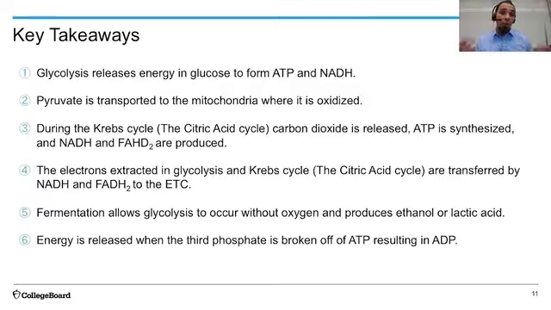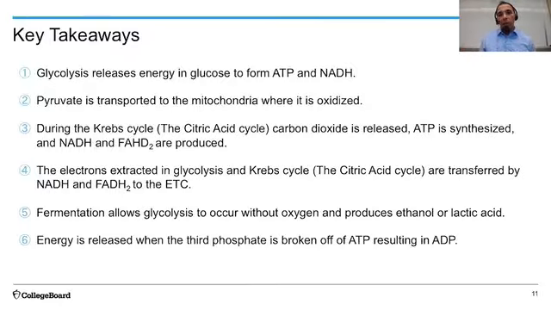So that's when we're actually, when CO2 is released, is during the Krebs cycle. ATP is synthesized, and NADH and FADH2 are produced. A lot of things going on during that Krebs cycle, a lot of products. The electrons extracted in glycolysis and in the Krebs cycle, right, or the citric acid cycle, they're transferred by NADH and FADH2 to the electron transport chain. So again, go back, maybe draw the picture and annotate it. Fermentation, again, allows glycolysis to occur without oxygen, and it produces ethanol or lactic acid.